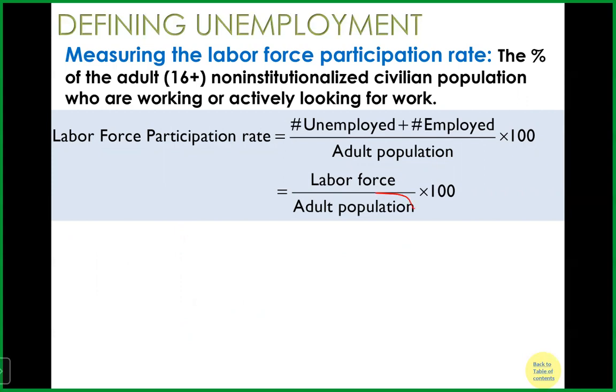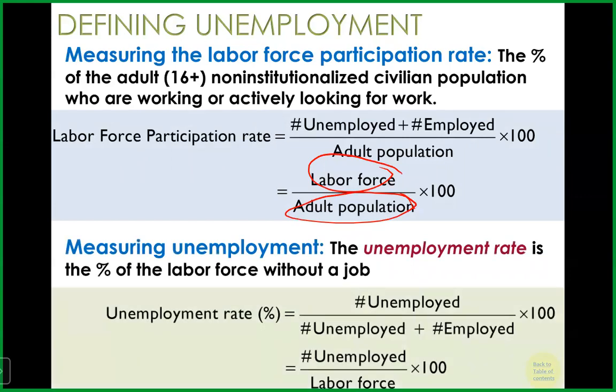So the adult population, and among them, how many are in labor force? Meaning either you have a job or you don't have a job, but you're actively looking for a job. As I'm going to explain to you later, this is very important. Unemployment rate is a fraction of people who are unemployed in labor force. So there are two measures.